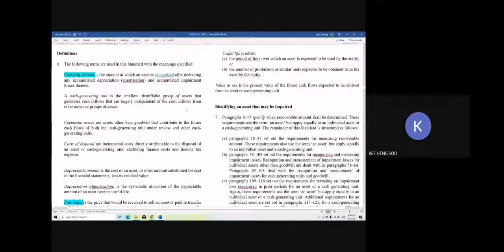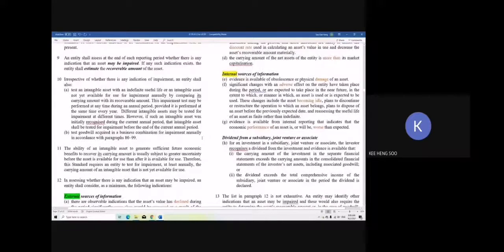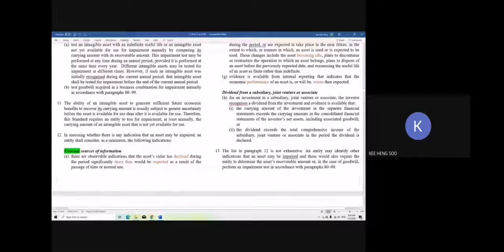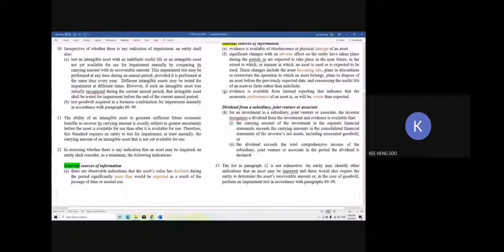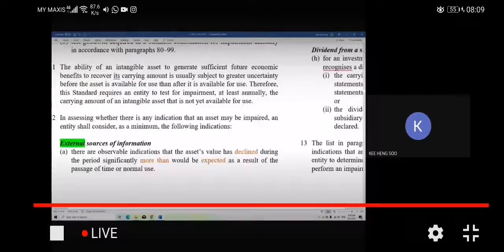Visualize, you should know. And don't forget, this is discussed in the tutorial. Look at here, paragraph number 12, I mentioned that before. What are the indications of impairment? This point I want to repeat, because in the tutorial this week, we discussed this question.